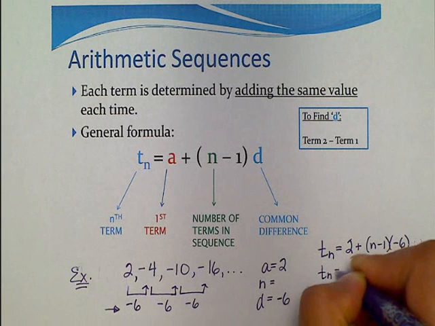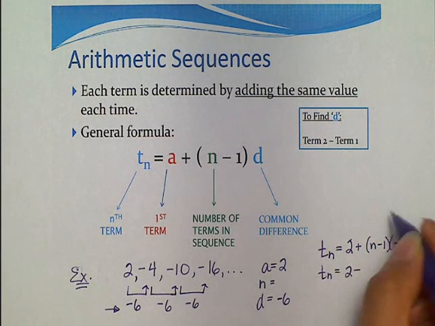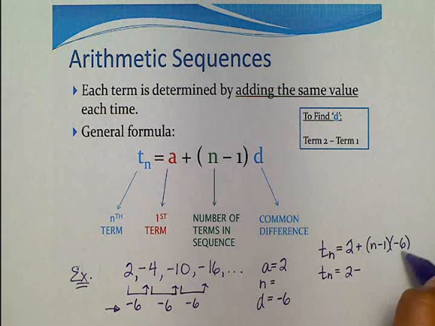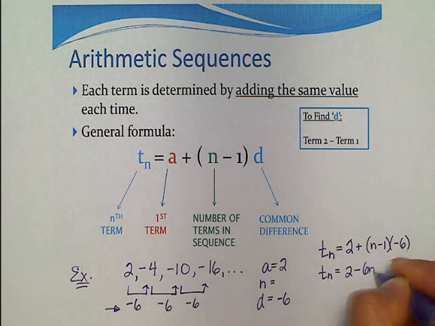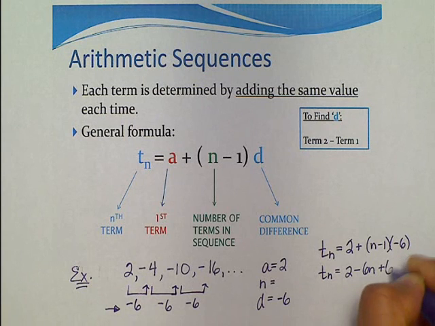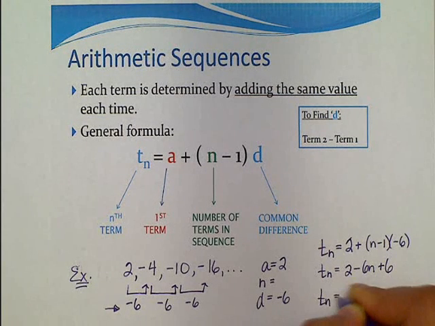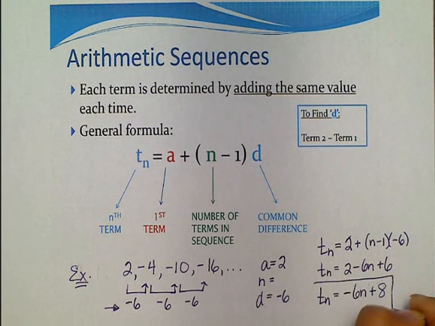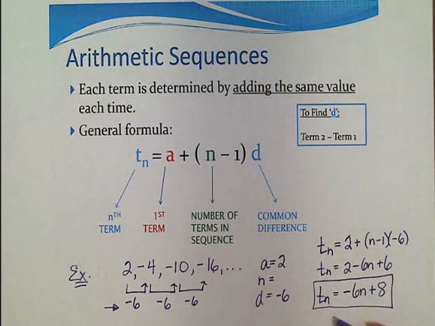And you can actually simplify the general term formula, which is always a good habit to do. So 2 stays the way it is for now. -6 times n is -6n, and -6 times -1 is +6. And so I can simplify the general term formula here as -6n plus 8. So what that means is, if I wanted to find any term in this sequence, all I need to do is plug in the term number, and then I can solve for it.